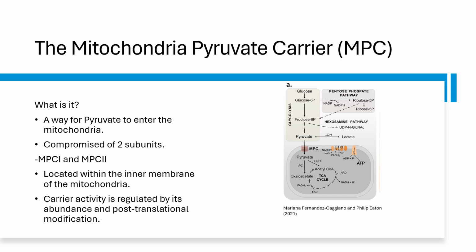To start off, I would like to discuss the MPC, or the mitochondrial pyruvate carrier. We discussed MPC a while back when talking about the TCA cycle. The MPC is located within the inner membrane of the mitochondria, as you can see right here, and it is composed of two subunits, MPC1 and MPC2, which we'll get into later on. Before getting started, I do want to let y'all know that the ability for it to carry pyruvate is regulated by its abundance and post-translational modification, which I will go into more detail later on.